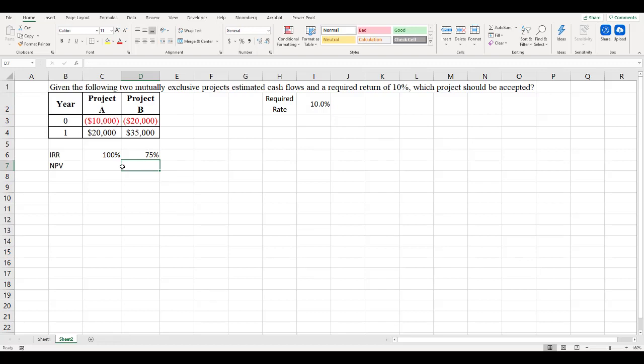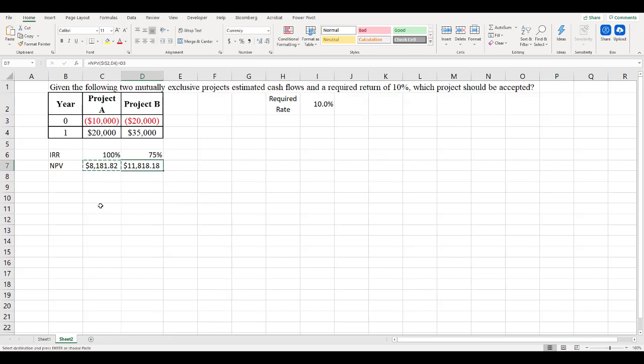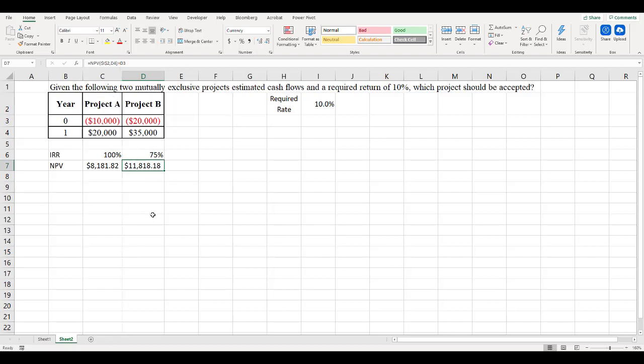They're mutually exclusive. So if we were to compute the NPV at the 10%, the NPV for A is 8,181, and for B, it's 11,818. So even though B has a lower IRR, it has a higher NPV. So in some sense, we would prefer project B based on NPV, but based on IRR, we would prefer project A, and that shows you the issue when we're dealing with mutually exclusive projects.